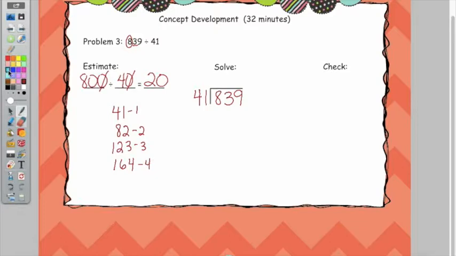Okay, so do I chunk this one? Yes, because I can make 41 groups out of 83. How many groups can I make? Or how many will be in each group? 2. Where do I write the 2? On top of the 3. On top of the 3.